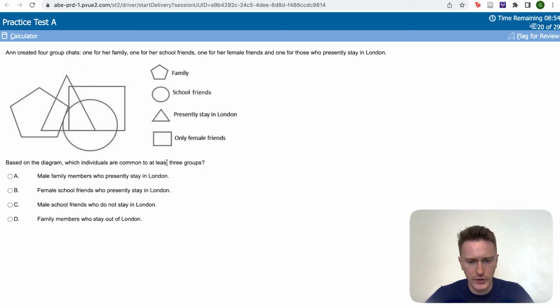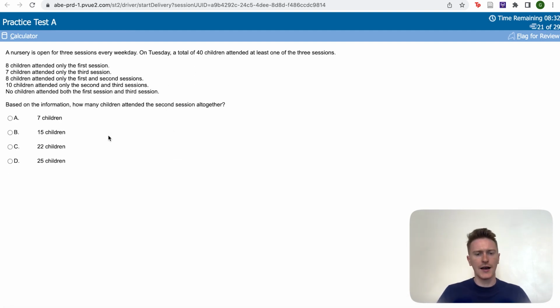Which individuals are common to at least 3 groups? Okay, so where's the overlap of 3? This is 2, 2, 2. Here's the overlap of 3. So that's in the circle, that's school friends. In the square, they're female school friends. And in the triangle, that are in London. Female school friends are in London. That's B.